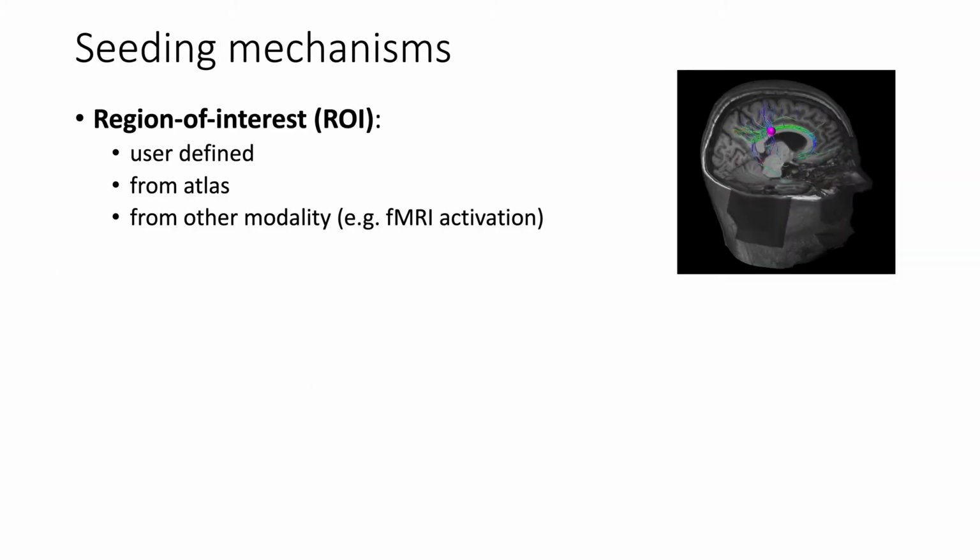So where do we start the fiber tracking? In general, fiber tracking is performed by starting from a number of seed points that define a specific region of interest, or ROI. Often, these ROIs are defined by the user, relying on expert anatomical knowledge. Alternatively, they can be defined from atlas labels, or from cortical activation maps obtained with fMRI.